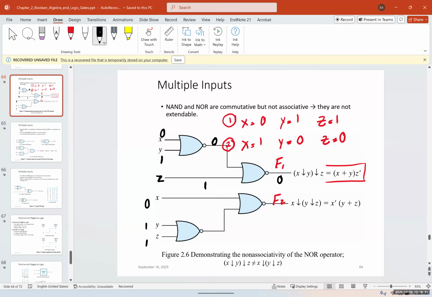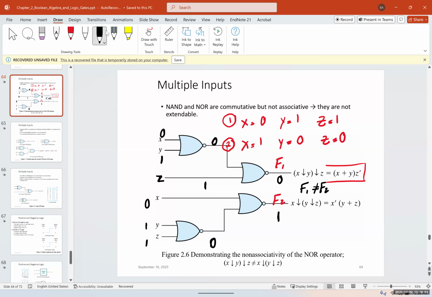This is for the first scenario. So 1 and 1, the NOR would be what? 0 and 0, the NOR would be what? 1. So you can see that F1 is not equal to F2. They may seem like they are the same, but they are not the same.